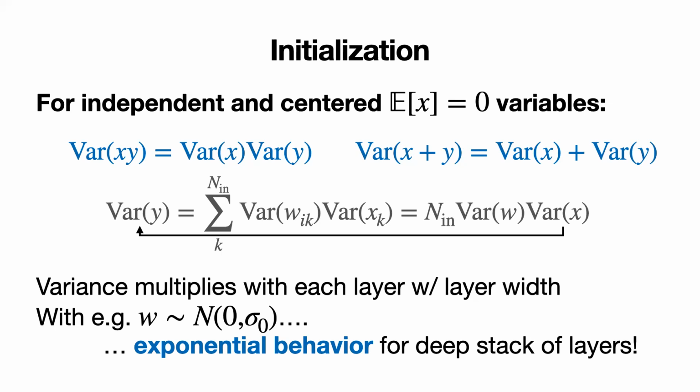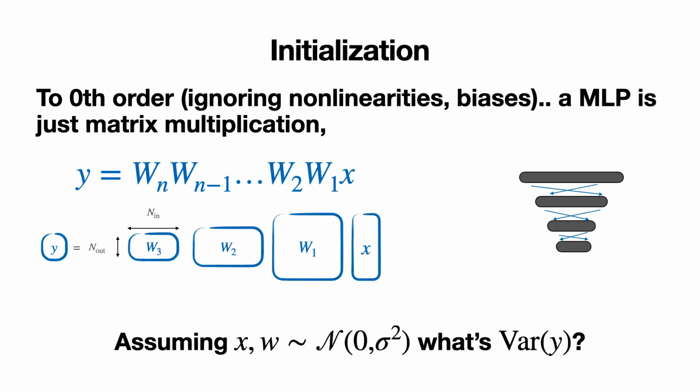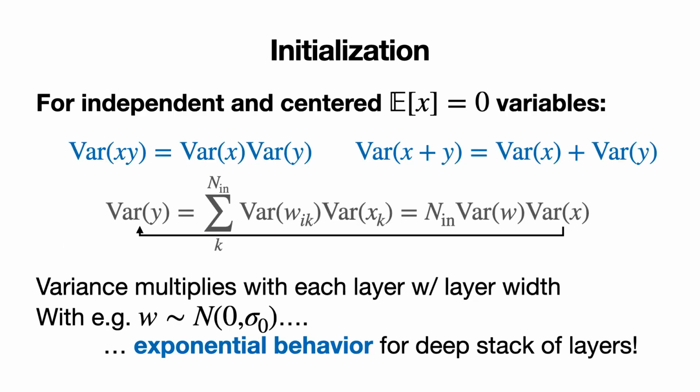with n entries, so you're adding n random numbers, and the variance will be scaled by the number of entries, or one of the dimensions of the matrices. In a matrix multiplication we have two dimensions, the number of input channels and the number of output channels, and the variance of the output is going to scale with the number of input channels. Okay, so this is a single matrix multiply.